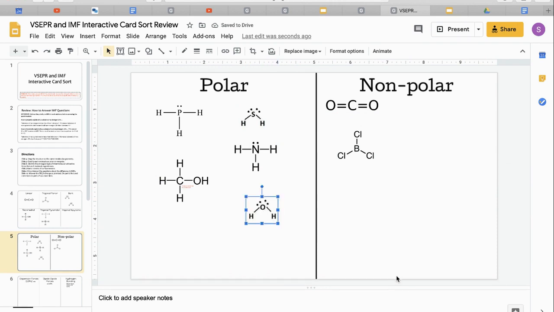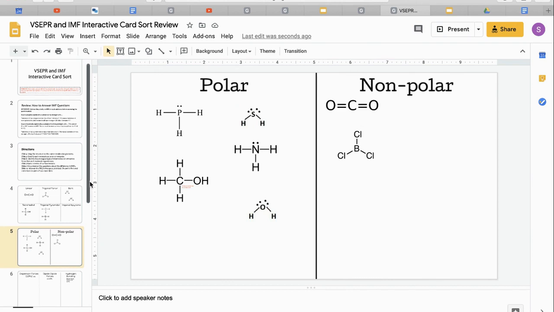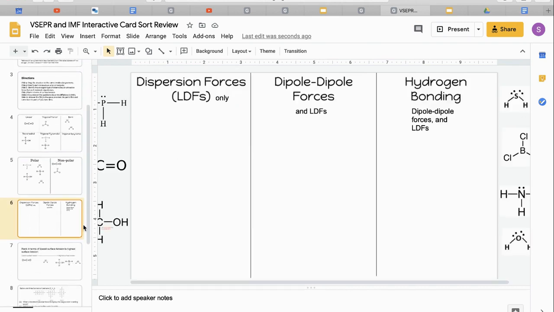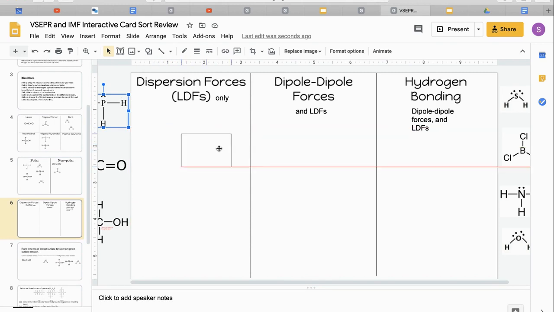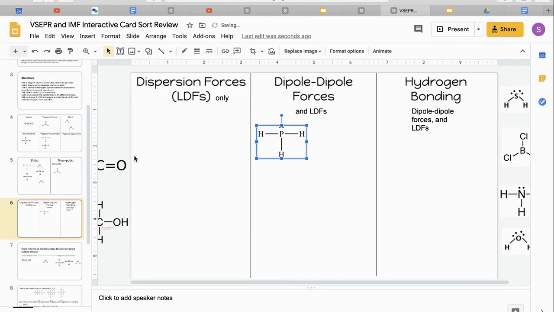It's absolutely necessary to be able to say whether something is polar or nonpolar to draw a correct Lewis structure and to be able to classify it by geometry and polarity in order to talk about IMFs. Here, we're not going to put these into their IMF categories. So PH3 is polar, but it cannot hydrogen bond. H does not have FON.